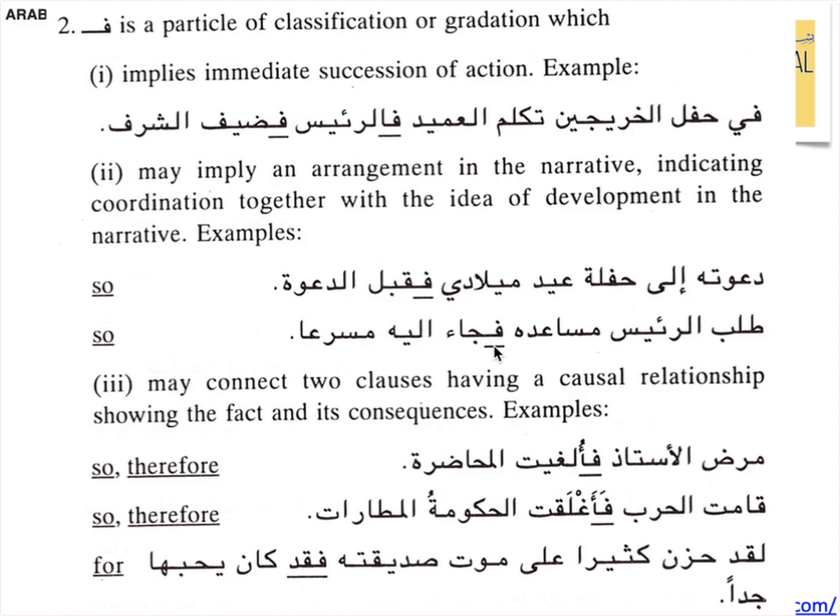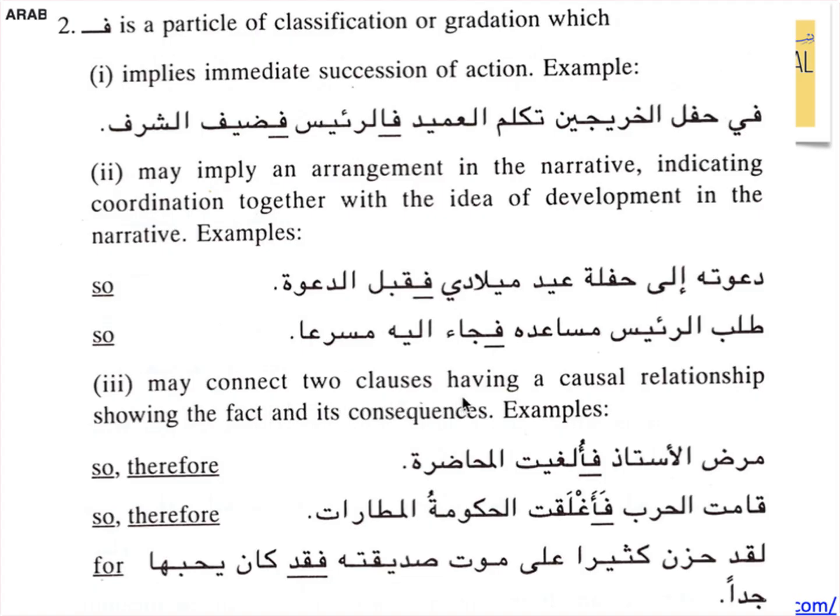طلب الرئيس مساعدة فجاء عليه مصرا. So the president asked for his help, musa'ada to help. Faja ilayhi, so he came to him quickly, in a quick fashion. So another usage of the fa. So here so, and then here so faja. So that's the result, like as I said, consequence. So this was the invitation to the birthday party, and then the fa indicates the acceptance. This was the request for help, and then the indication came positive.